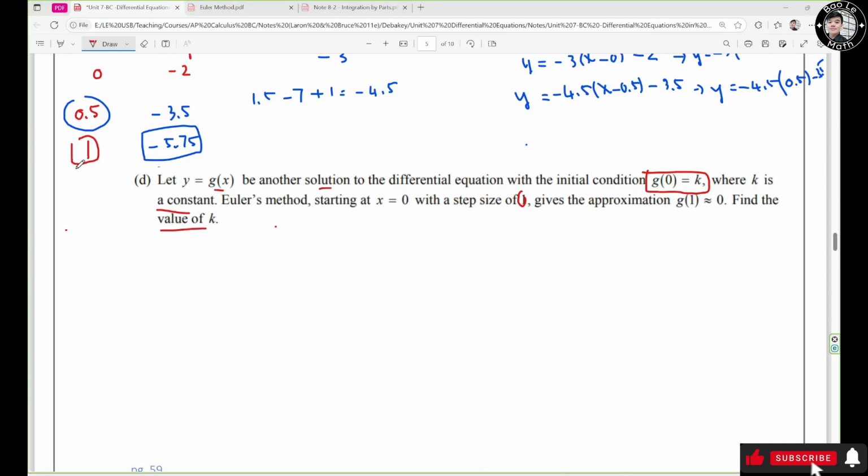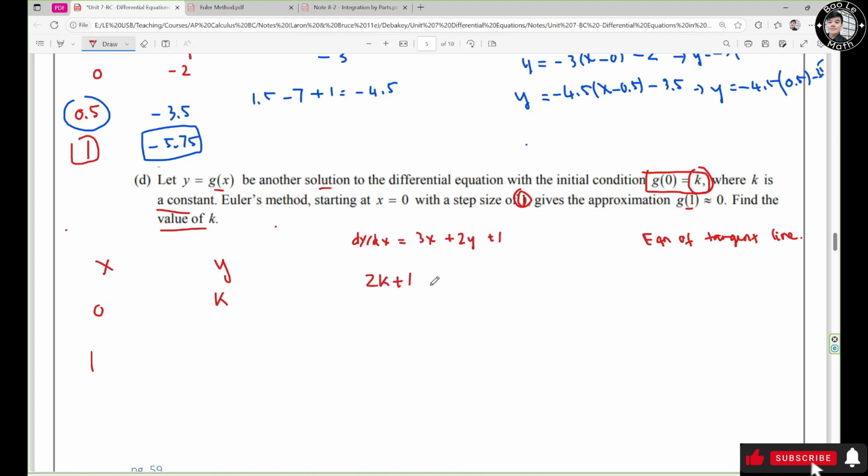Alright, so this problem we're going to do backwards. We need to find the initial condition right here. So we just get a table. Now, s equals 0, y equals k, so we have 0, k here. Now, the step size is 1, and the final value should be 1, so I have 1 right here. dy over ds equals 3s plus 2y plus 1.